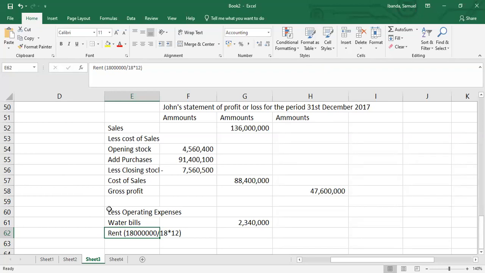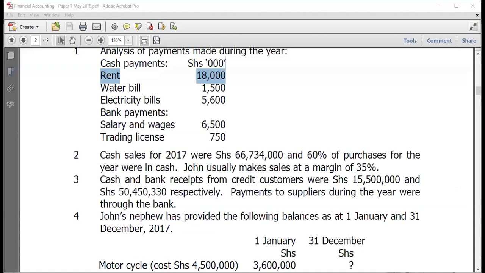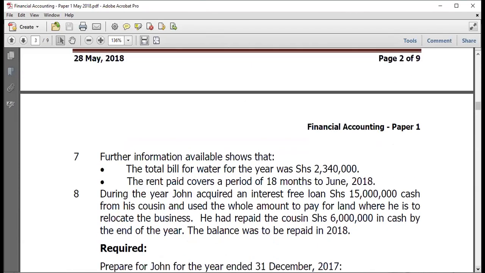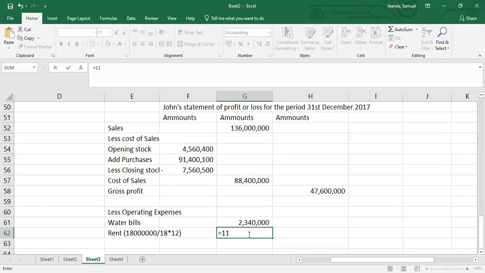So the time I went off, I was trying to explain more about how to determine the rent. Given the question they have given us, we have to determine the rent that relates to the year. The rent that relates to 18 months was 18 million, but I was trying to determine what relates to the year. So right here, I'm going to get 12 million.